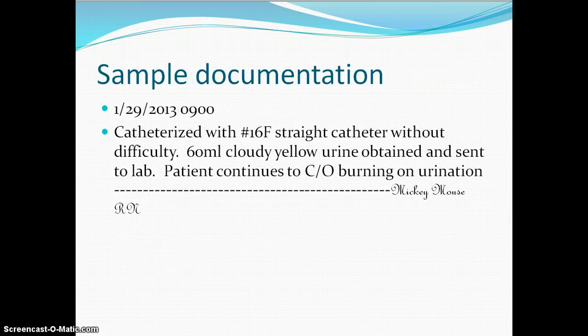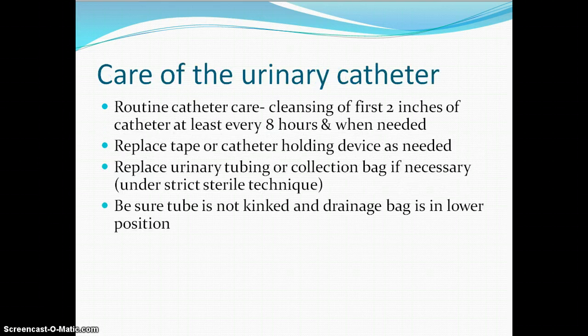This is an example of sample documentation that you might see. We want to always include the size. Catheterized with the 16 French, the F is French, that's the size or the diameter of the catheter. 16 is our standard number without difficulty, meaning it went in, they didn't have a lot of pain, we didn't meet a lot of resistance. 60 milliliters of cloudy yellow urine obtained and sent to the lab. Patient continues to complain of burning on urination. I sure hope Mickey Mouse did not put that catheter in.